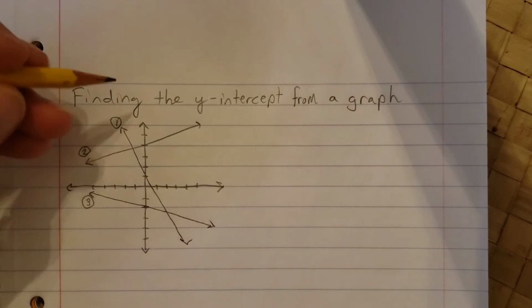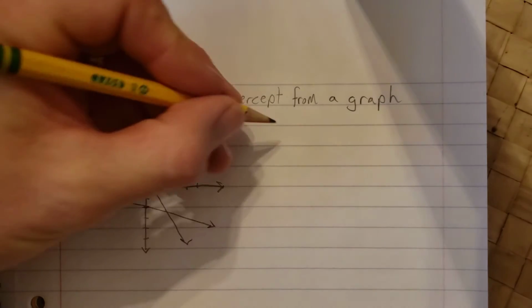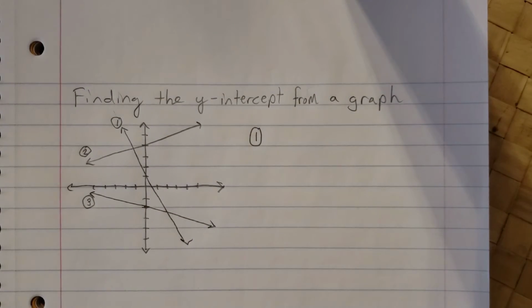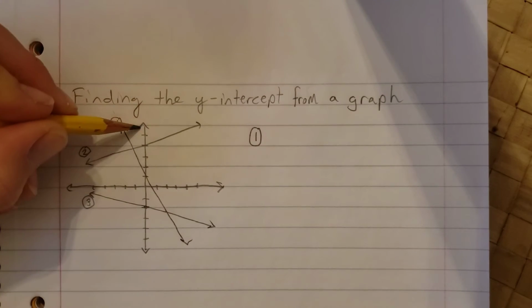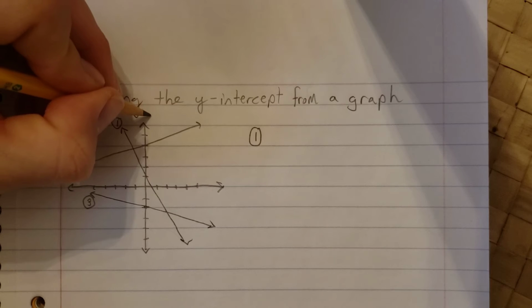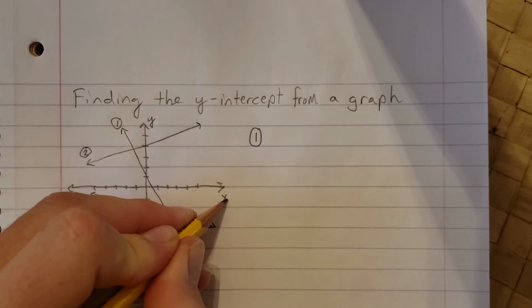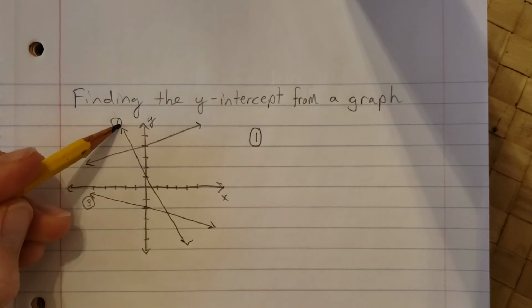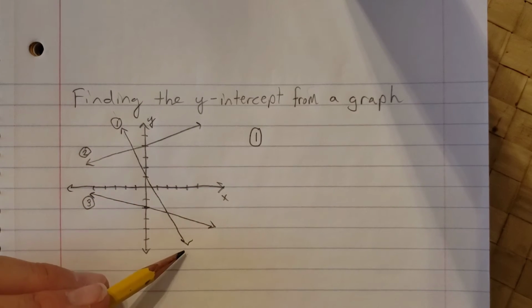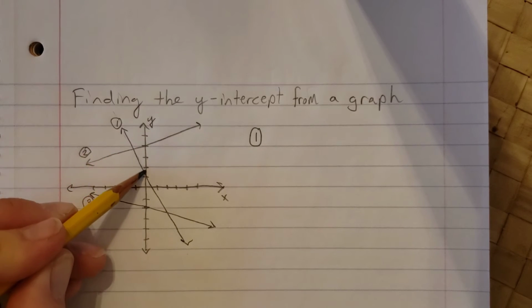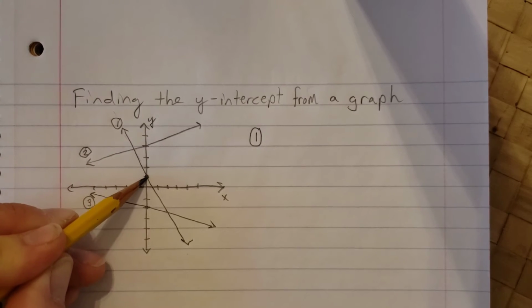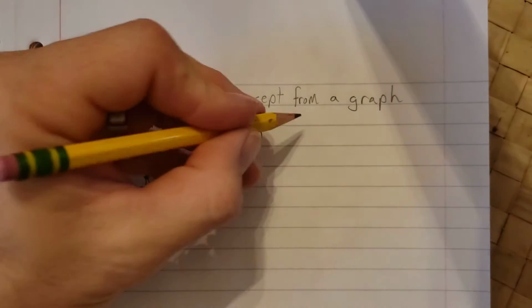All right, so let's look at line 1 here. Line 1, what is the y-intercept? Well, if we go back to our definition, y-intercept is the y-coordinate of the point where the line crosses the y-axis. We know that this vertical line here is the y-axis. This is the x-axis. So where does this line cross the y-axis? We follow it, boom, right there. So that's the y-intercept of line 1.